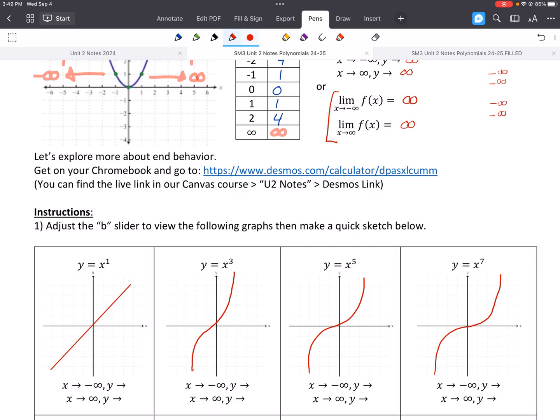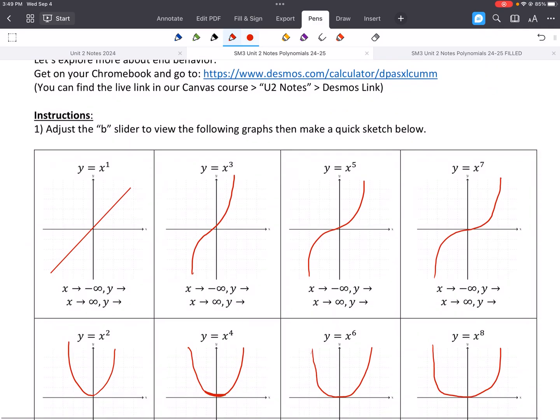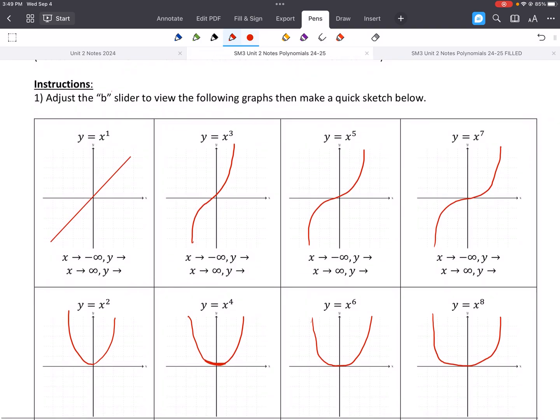Anyways, when you go to this, we explore what happens when we change the exponent on that graph. So this is a linear equation. It should look like a straight line. As we change these, we're changing it from 1 to 2, then 3, then 4, and just seeing what happens with the degree and how that affects the end behavior.